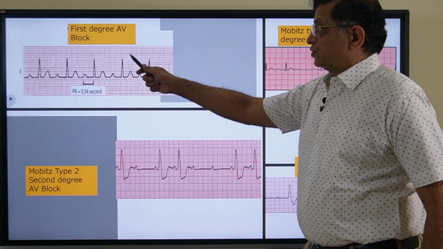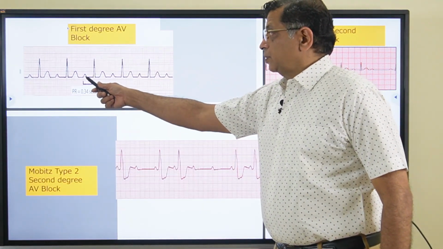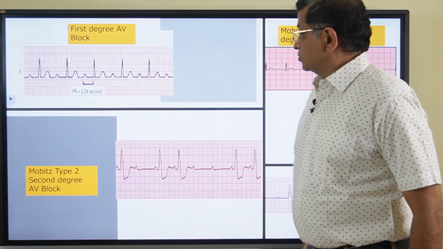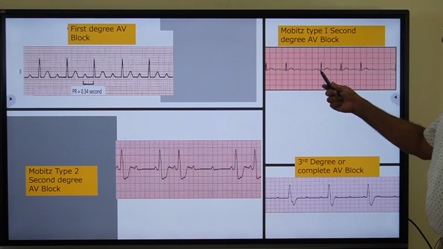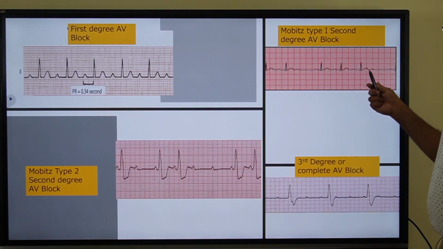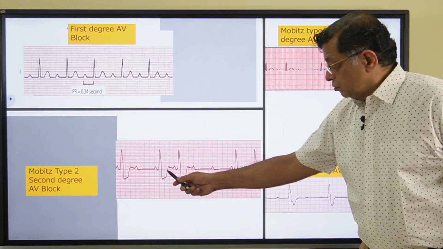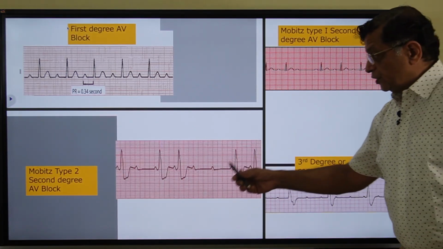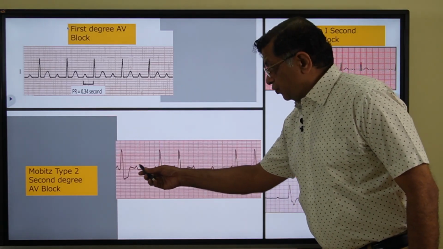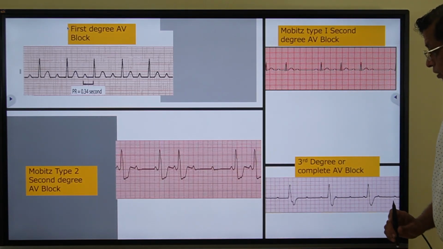This is an ECG with first degree AV block. All P waves are followed by QRS complexes. The only problem is the PR interval is prolonged more than 200 milliseconds. In Mobitz type 1, the PR interval successively gets prolonged till one P wave fails to get conducted to the ventricles. In Mobitz type 2, we have just seen this ECG. The PR interval in all those impulses that reach the ventricles is fixed, but a few impulses are not transmitted at all. So that becomes Mobitz type 2 second degree AV block.